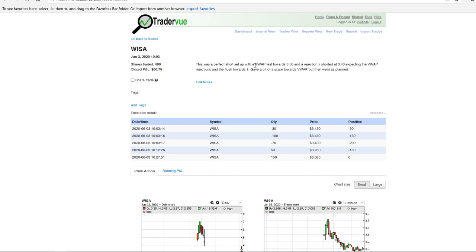Basically I wanted to short it as it was going towards the VWAP test at 350. I shorted it at 343, and then when I saw the rejection at VWAP, I had confirmation that it was probably going to flush back towards $3, which it did. And I held as planned. I sold a quarter of my position at 325, and then I sold the remainder of my position at 308, which was 10%. Looking for about 34 cents to give me 10% from 343.